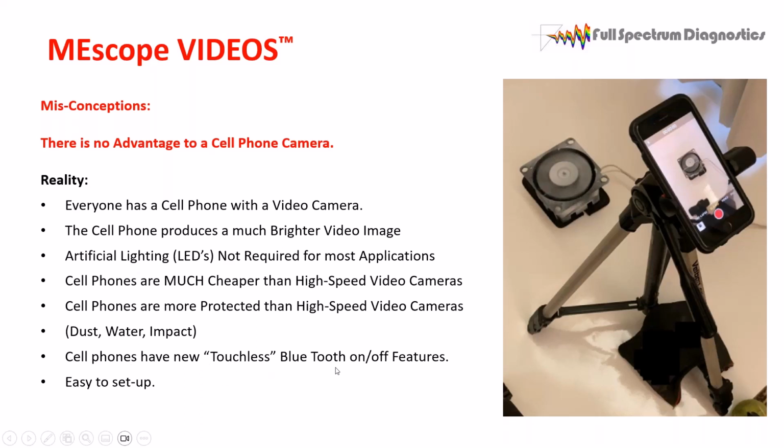Cell phones have new touchless Bluetooth on-off features, so they give them to you with the tripod, and it's just a little yes/no button. You turn Bluetooth on and sync it up, and it's very easy. And you watch the counter on the phone as it ticks away, and you count off 15 seconds, and that's your data clip. And then you send it to me, and I figure out what it is. So easy to set up. You'll get used to it.